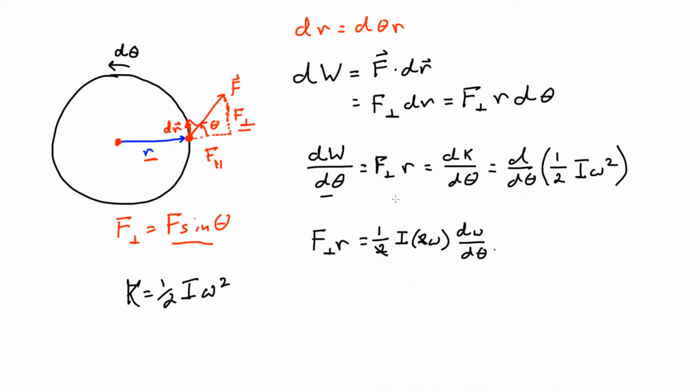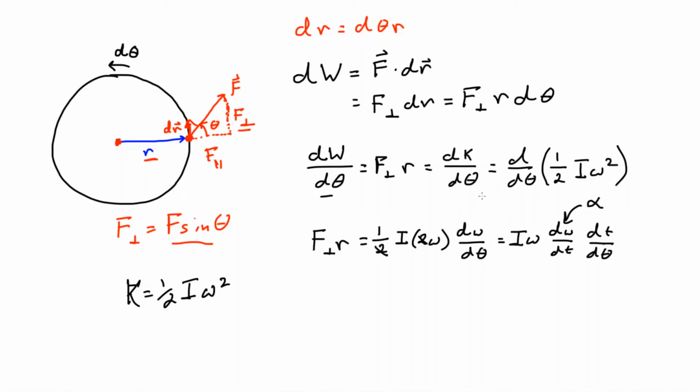Well, that's kind of a weird thing. What is the derivative of the angular velocity with respect to the angle? What I can do is write this as, now it's I times omega. I can break d omega d theta up into d omega dt times dt d theta. Well, d omega dt, I know what that is. That's just the angular acceleration alpha.